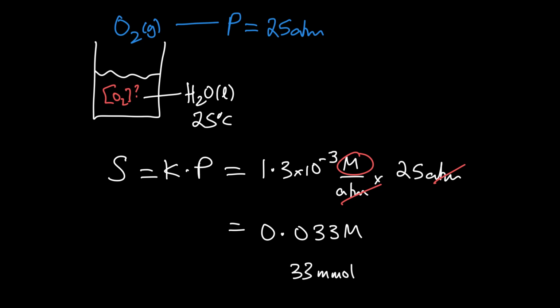Milli is a thousandth of a mole per liter. So not very large, I suppose. And we can increase the solubility by increasing the pressure. So if we want more oxygen to dissolve, then we can increase the pressure.